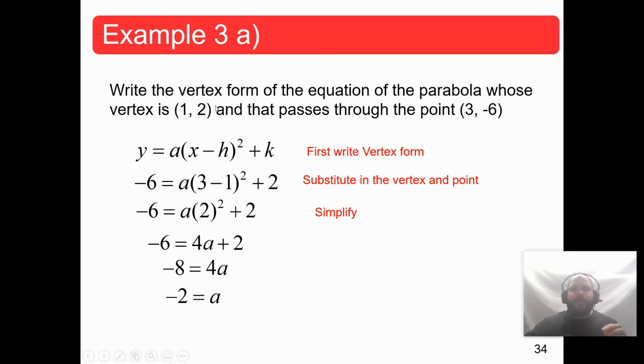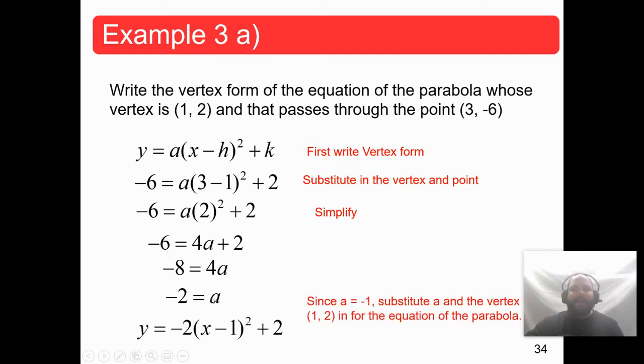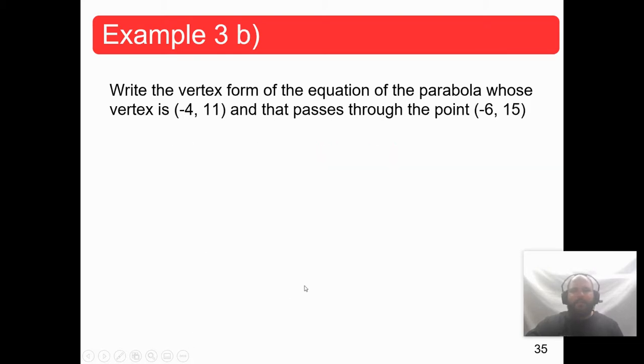Now that we have our vertex, which is at (1, 2), and we have a, which is -2, we can proceed to substitute 1 and 2 in for h and k, and the a in, and write our equation. You can see right there, once I put -2 in for a, 1 in for h, and 2 in for k, I now have my equation of the parabola. This equation is in vertex form. One thing to note, this parabola will open down, and it opens down because the a value is negative. So not so bad. It's really not a terribly difficult problem.